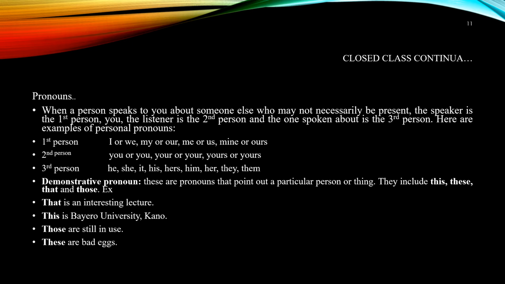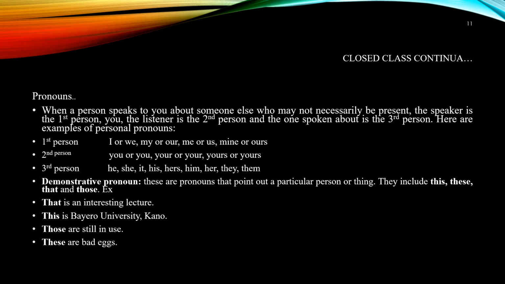The second person talks about somebody you are talking to, such as you, singular, you, plural, you are as singular or as a plural, yours as singular, and maybe yours as a plural. Then the third person is the person who may not necessarily be there or be present, such as he, she, it, his, hers, among others. So these are examples of the third person singular.